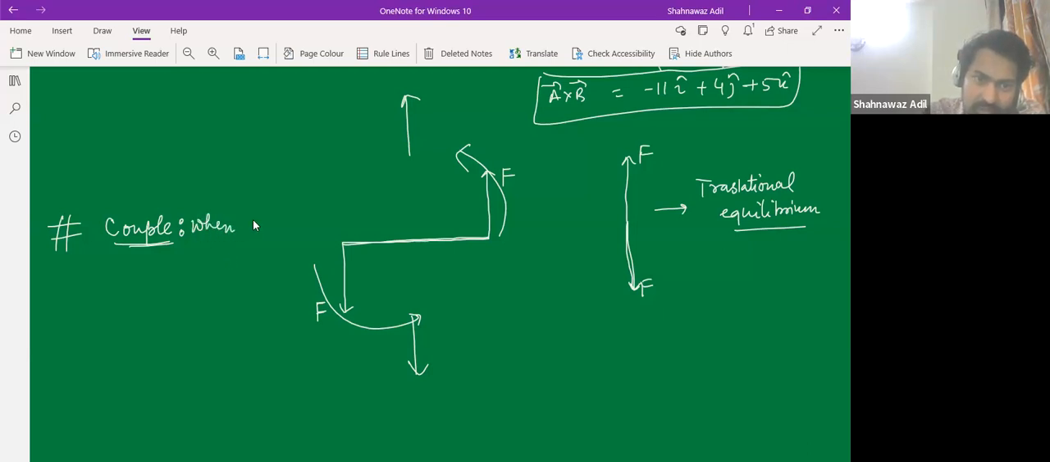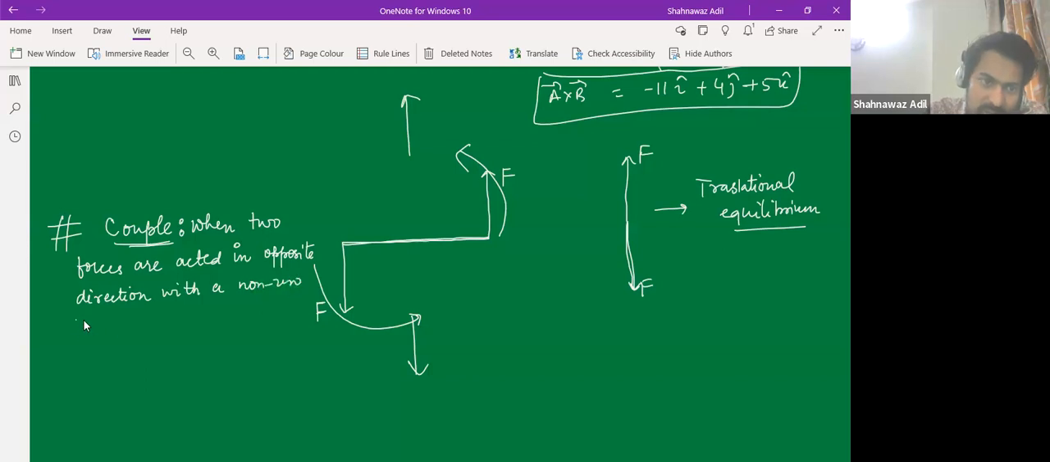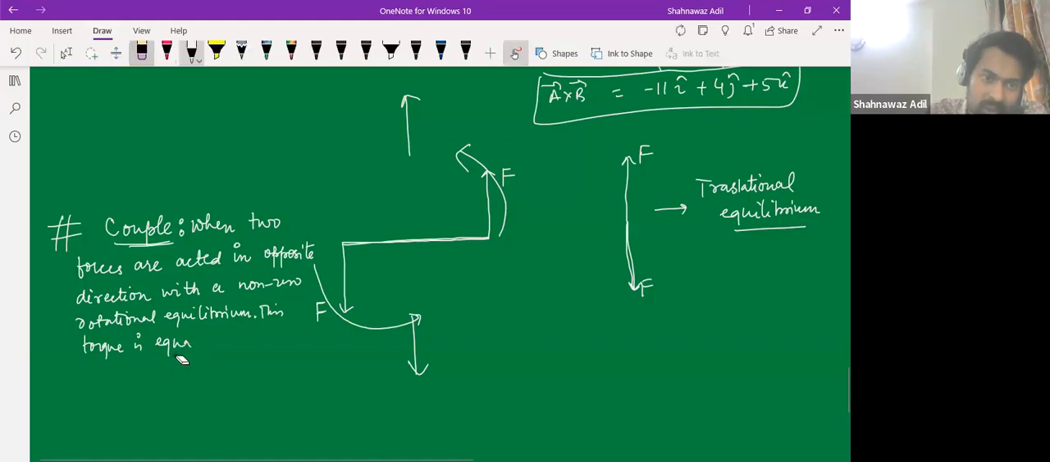When two forces are acted in opposite direction with a non-zero rotational equilibrium, right? So this torque is called couple.